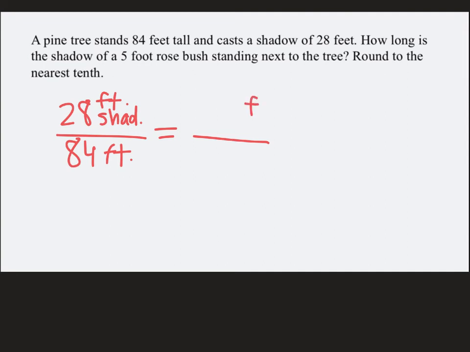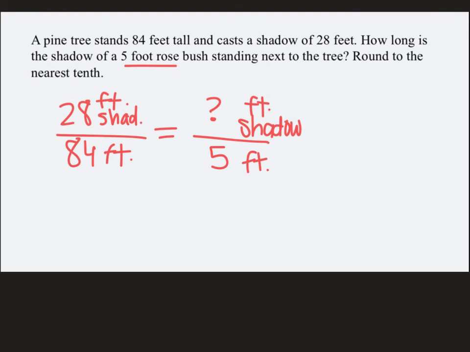So this needs to be the feet of my shadow, and this needs to be my height in feet of my rose bush. They told me my rose bush was 5 feet high, so the height was 5 feet here. So my X or my question mark is the shadow of my rose bush. From here, it's just a proportion. We can solve it. So cross multiply 28 times 5, whatever you get, divide it by 84.